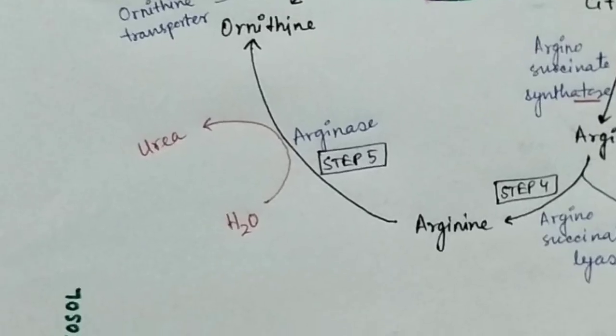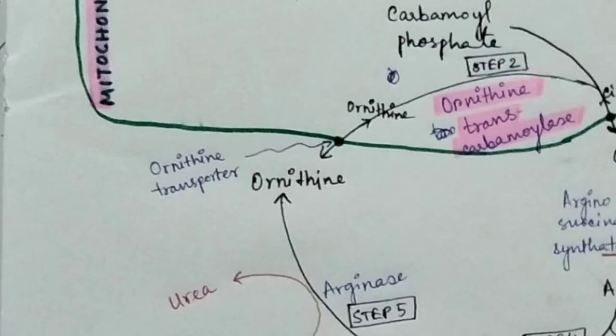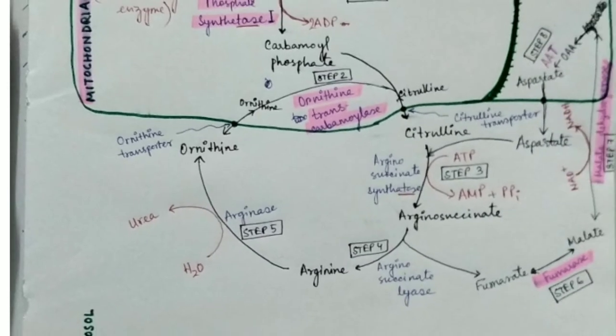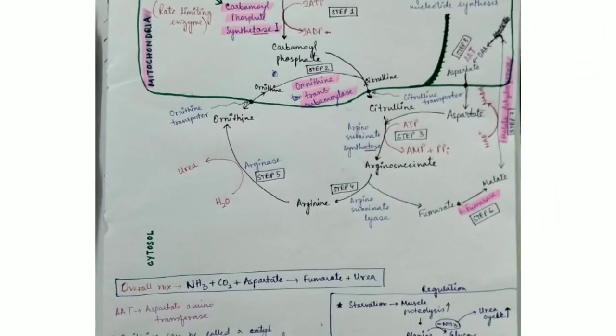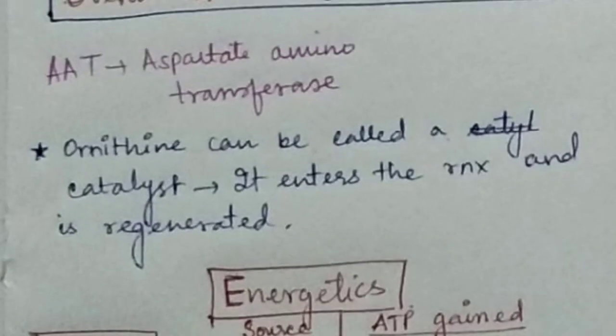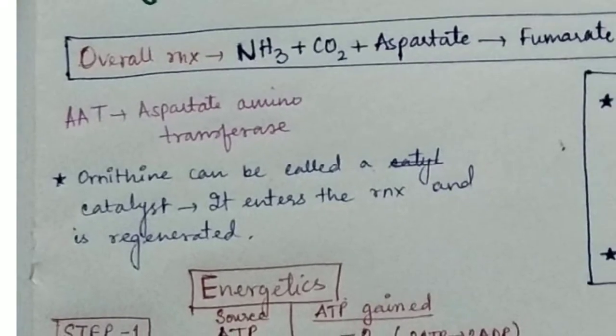Now argininosuccinate is converted into arginine. Now arginine is converted into ornithine, and in this process urea is released. This is hydrolysis, and urea is released with the help of the enzyme arginase. Ornithine, with the help of the ornithine transporter, moves back into the mitochondria. Very important, you will notice in the entire cycle that ornithine is the first member of the cycle, and again ornithine is regenerated. So no part of ornithine is incorporated or used. Ornithine can be called a catalyst because it enters the reaction and is regenerated here.